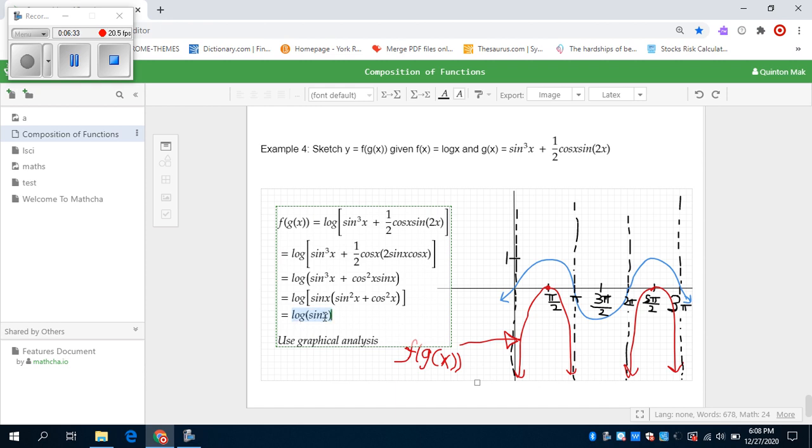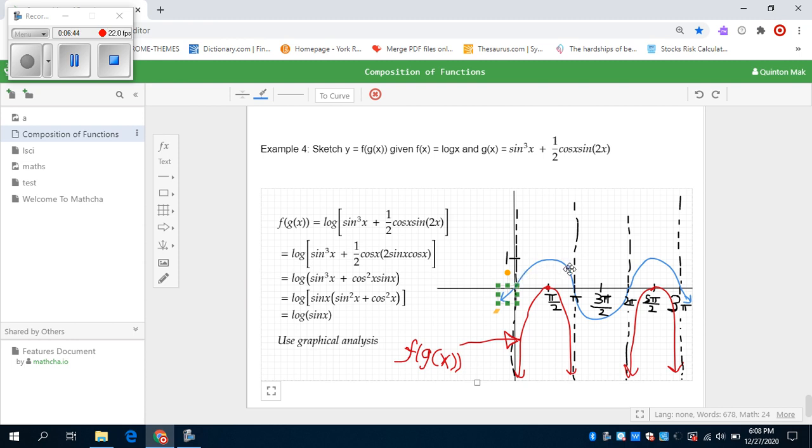Now, the first thing we do is we note that sine of x is periodic, so we can really just do this for one period from like 0 to 2 pi, and then just repeat it for every interval of 2 pi. The blue function is the sine graph, and then we think about what happens when sine values get inputted into the logarithmic function.